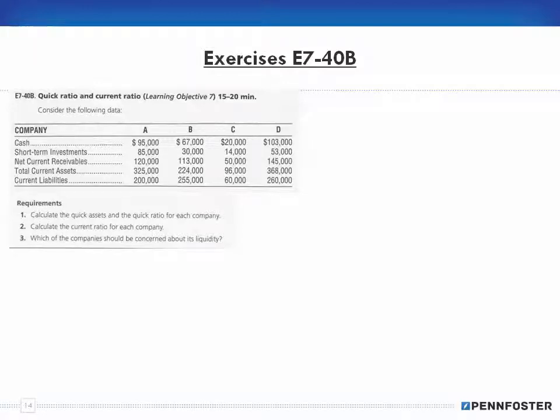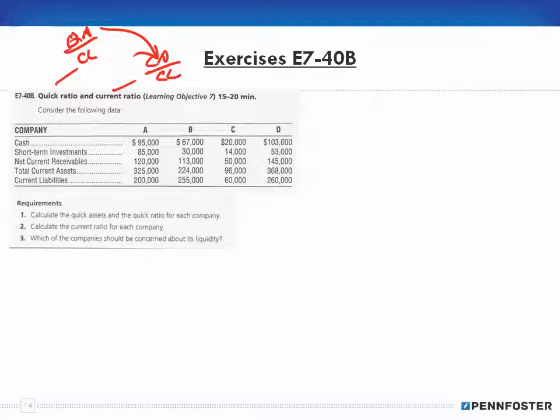7-40. Consider the quick ratio and current ratio. Just as a quick aside, the current ratio is current assets over current liabilities. The quick ratio is quick assets over current liabilities. And remember, the difference between quick and current: current is now through 12 months from now. In other words, it's between now and a year. That's what's considered current.